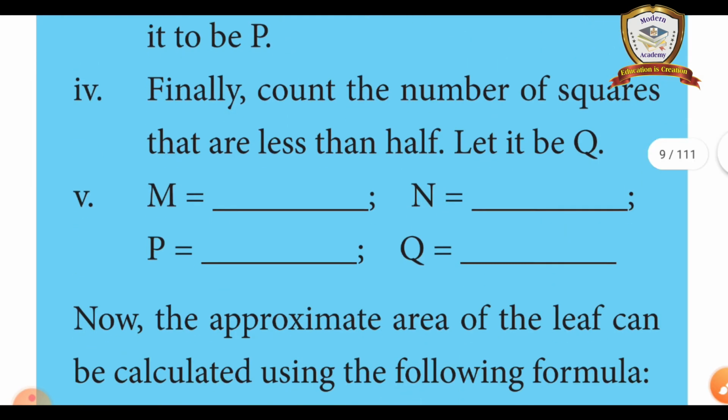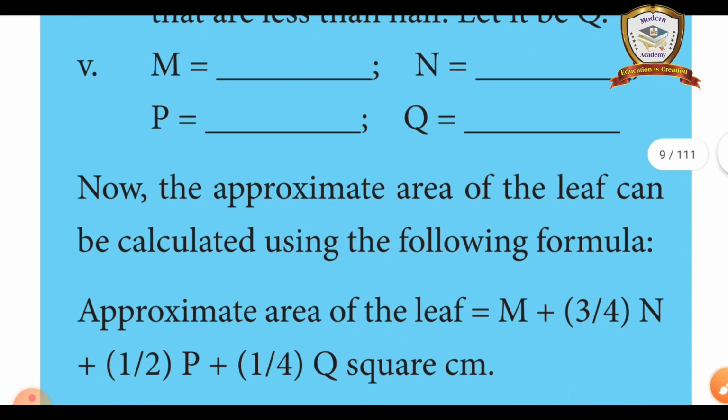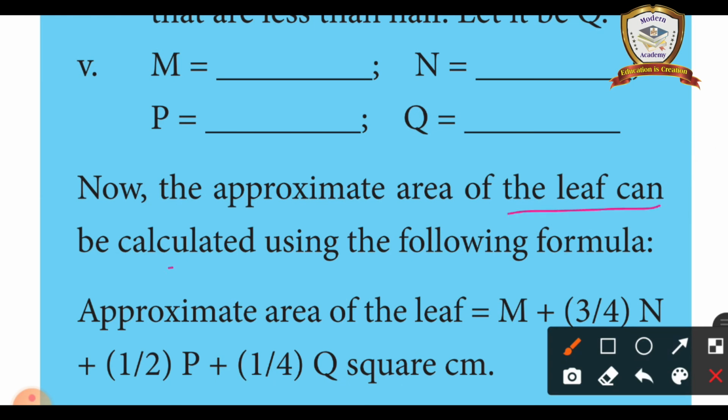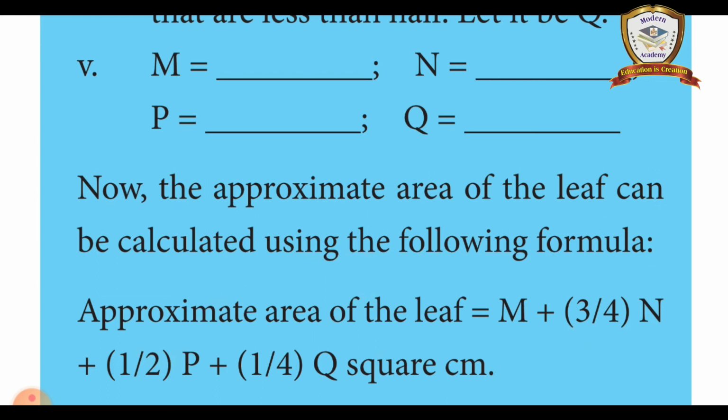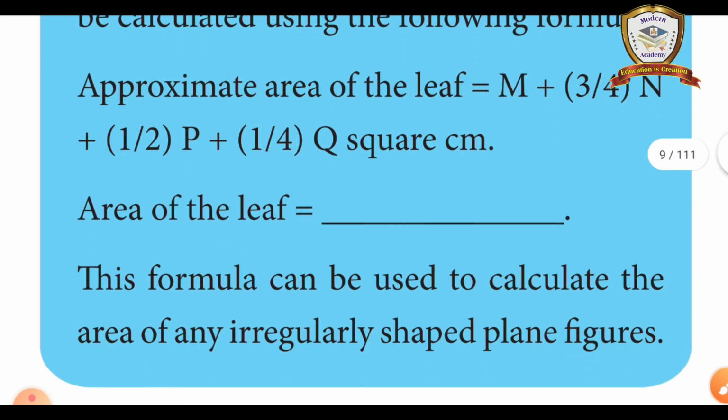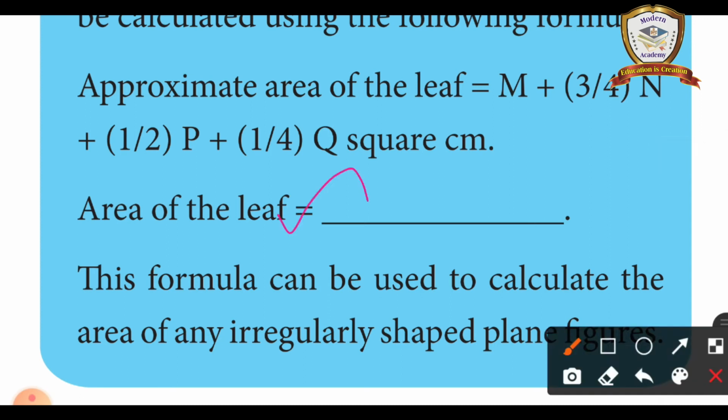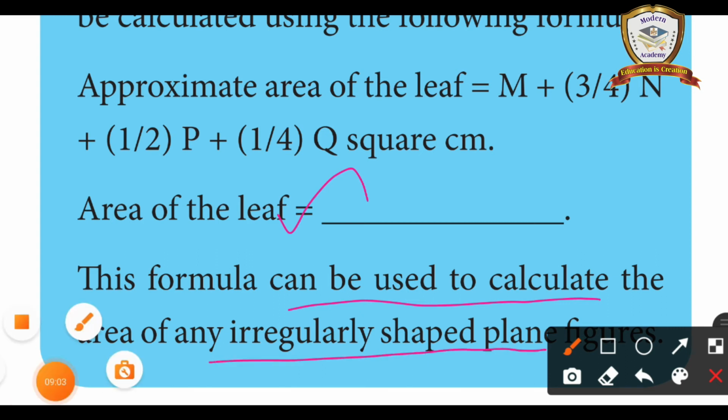From that, the approximate area of the leaf can be calculated by the following formula: m + 3/4 n + 1/2 p + 1/4 q square centimeter. So the area of the leaf is equal to dash. The formula can be used to calculate the area of any irregularly shaped plane figures. Is it clear?